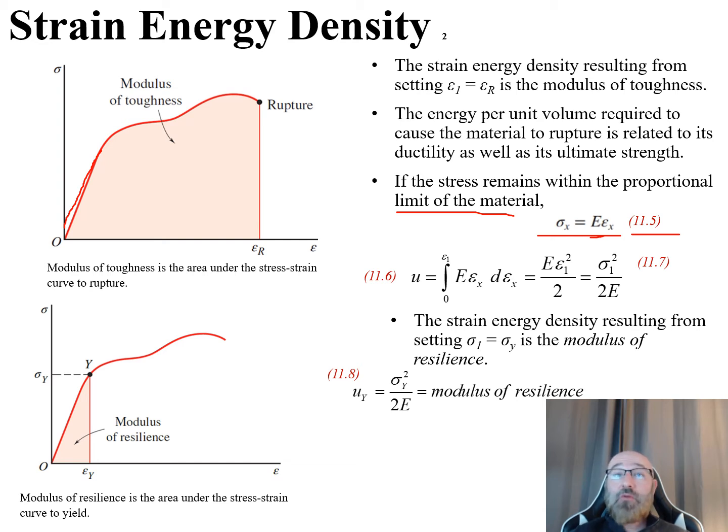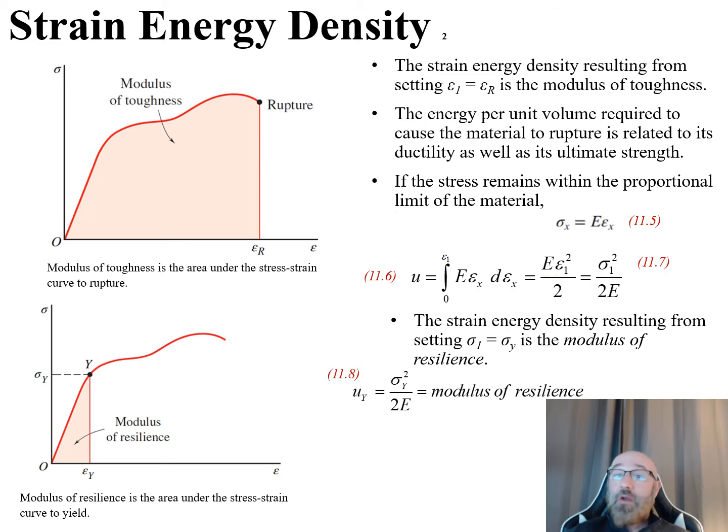Now for our energy, we can move to our equations 11.6 and 11.7, where we see that U is equal to the integral from 0 to our epsilon 1, which is going to be the area under the curve, starting at our point 0 all the way up to that epsilon 1, of our modulus of elasticity times epsilon sub x d epsilon sub x. So we do out that integral, do out the calculus there, what it ends up being is our modulus of elasticity times our epsilon sub 1 squared over 2, which we can then sub into here, and we can have the relationship from 11.5, and we plug that in, that we now have what we see as our equation 11.7, that U is equal to our sigma 1 squared all over 2 times the modulus of elasticity.